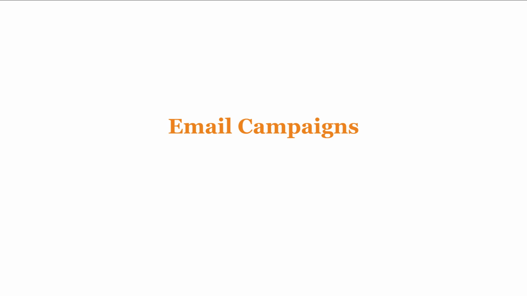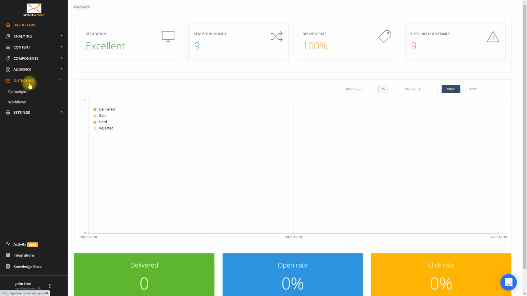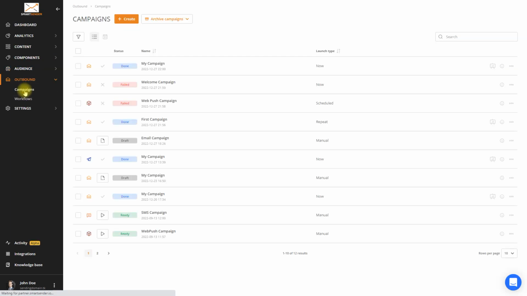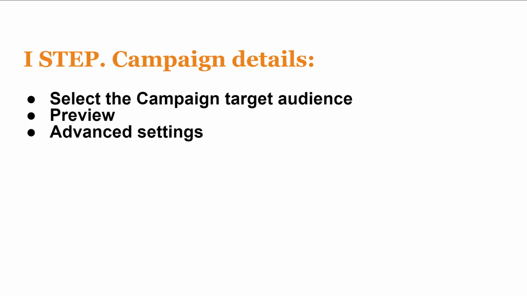Today we will talk about how to create and send your promo email campaigns. Navigate to the campaign management page by selecting the corresponding section in the outbound menu. Press the Create button. The first step of email campaign creation starts with choosing the target audience for the campaign.